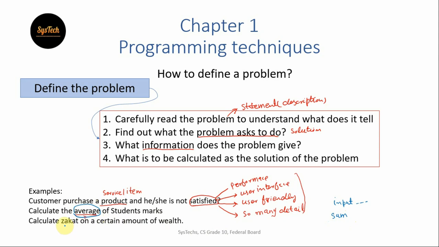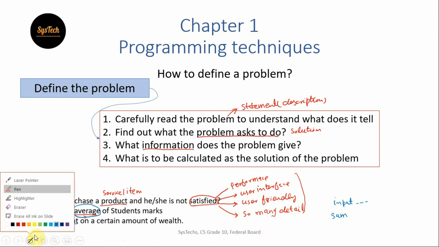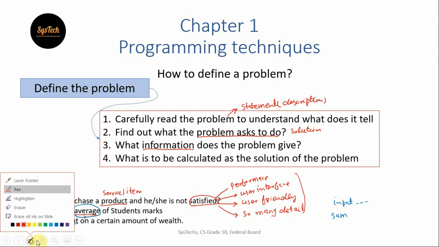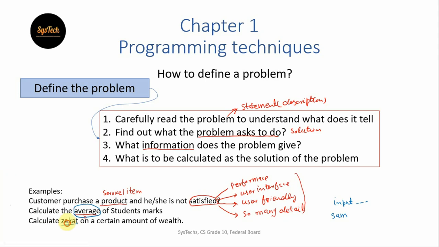Another example is calculating zakat. For zakat we shall have to analyze what is the required input. It means we can ask the customer how much amount you have.